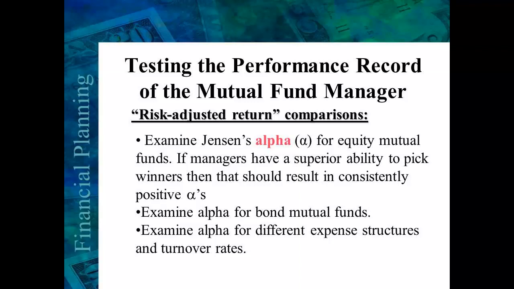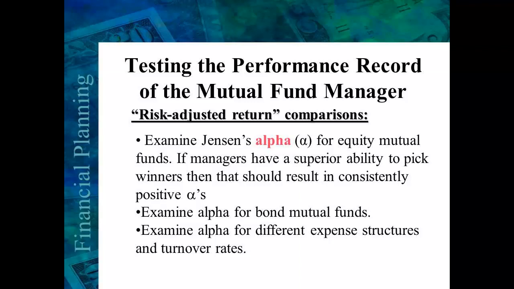The formula for alpha is the return of the portfolio minus the required market return as defined by CAPM, or the risk-free rate plus the market premium times the beta of the portfolio. A positive alpha indicates good performance. A negative alpha indicates subperformance.